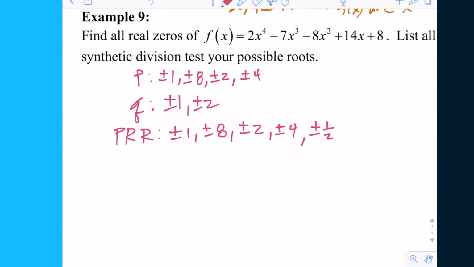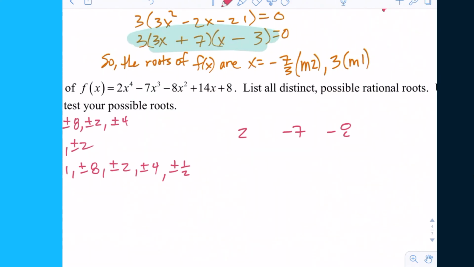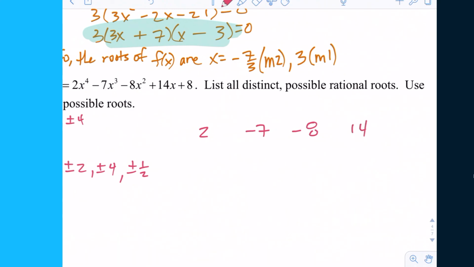So let's write out the coefficients. We got a 2, a negative 7, a negative 8, a 14, and a positive 8.